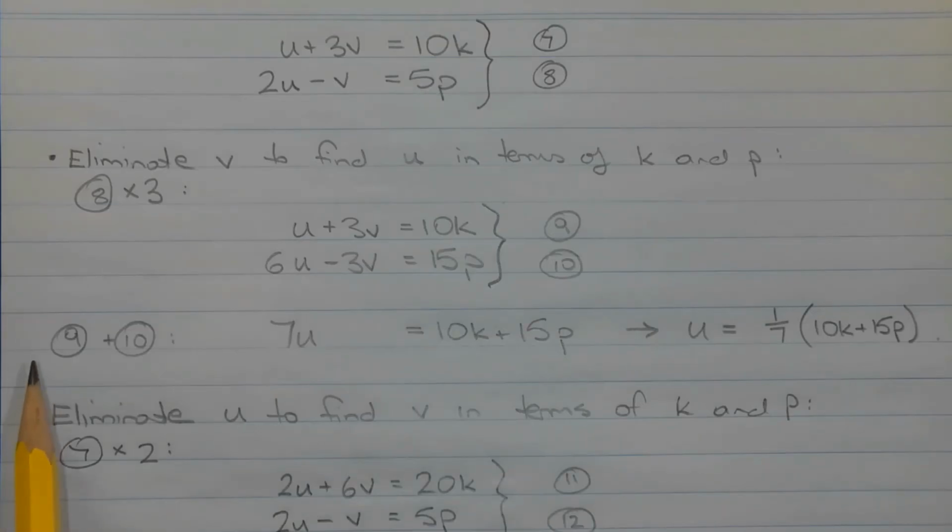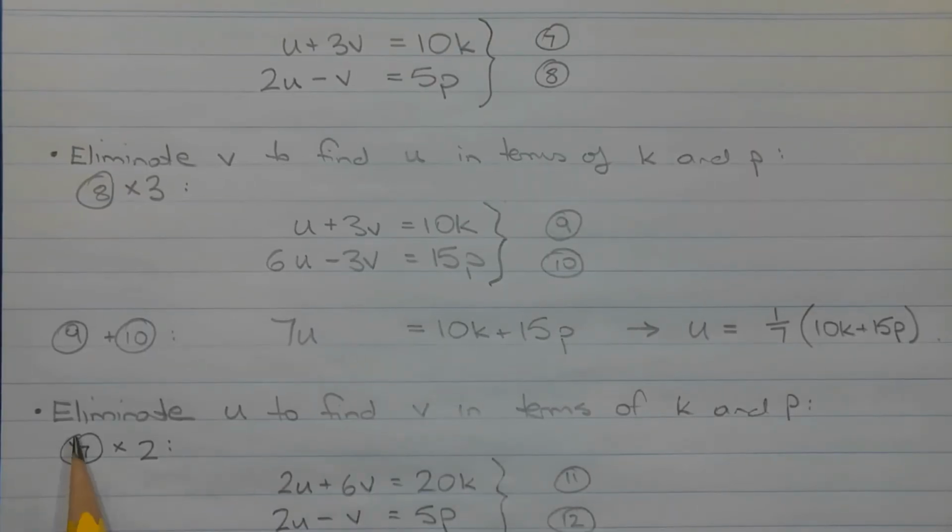So if we take equation number 9 and add to it equation number 10, the terms involving 3v will cancel. So we get 7u is equal to 10k plus 15p. Dividing both sides of the equation by 7 to isolate u, we get u is equal to 1 over 7 times (10k plus 15p).